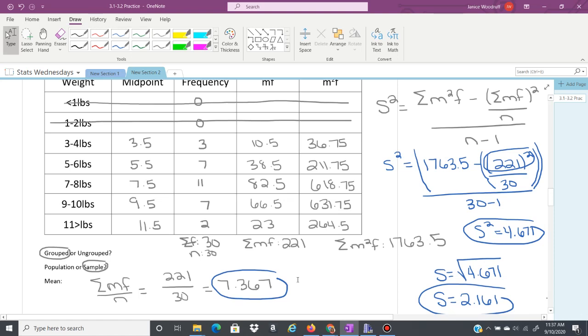Now, you can do grouped frequency in your calculator, which we haven't gone over yet. So it's not going to be the same thing as the ungrouped. Okay, so let's go over this, finding the standard deviation in your calculator.